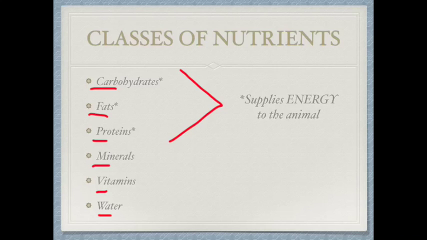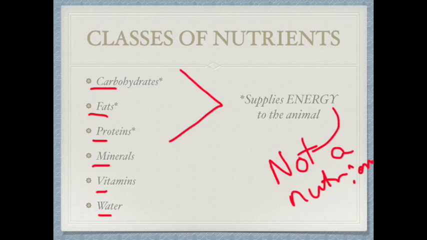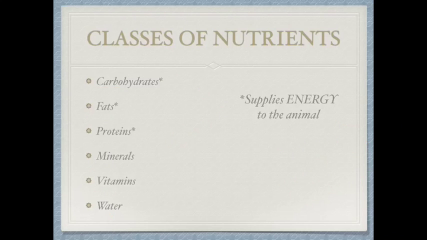It's important to note that energy is not a nutrient. It is supplied by nutrients. So make sure that that's a clear distinction. Even though we talk about energy requirements of animals, energy itself is not a nutrient, but it's a property of these nutrients. However, it is still critical for animals to be able to grow, develop, and function.